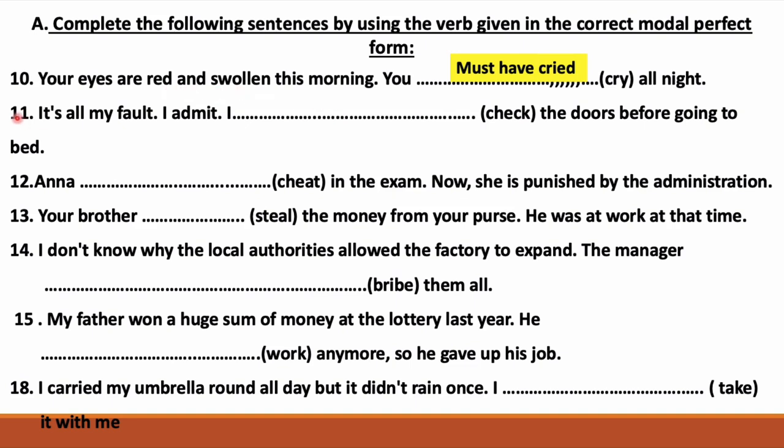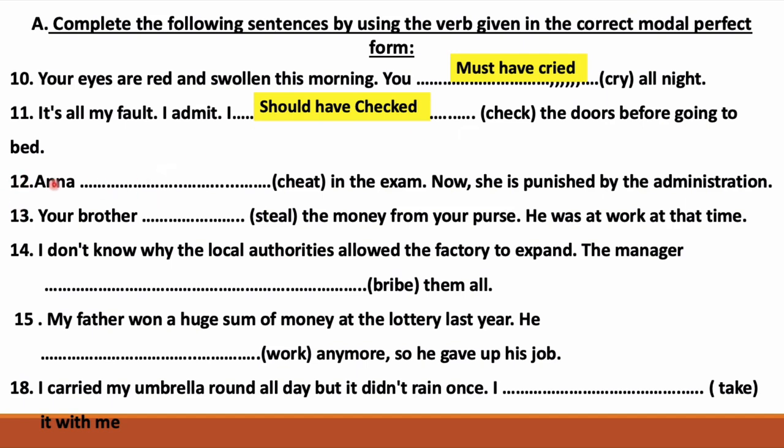Okay, 11. It's all my fault. I admit. I didn't check the doors before going to bed. It is: I should have checked the doors before going to bed. But I didn't. Remember this one. I should have checked the doors, but I didn't.